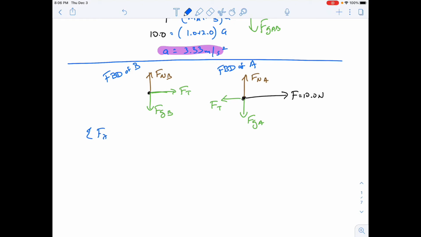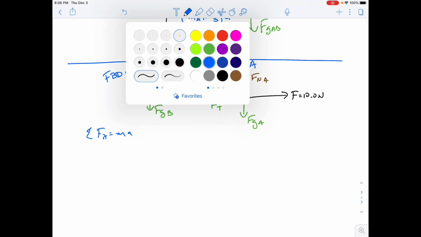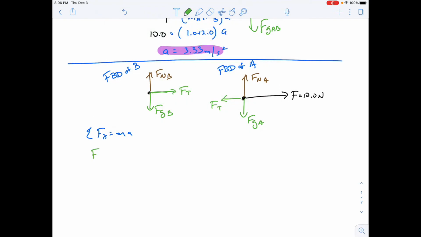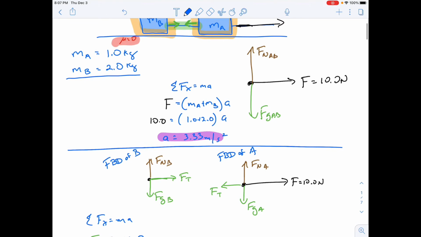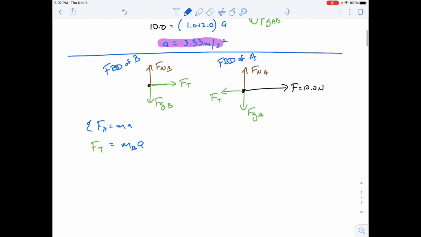summation of the forces in the x direction equals ma. And in this particular case, for object B, the only force acting is force tension. And that equals MB times a. And right now I can solve for tension. I can solve it right now. I had already done the analysis for the whole system. I knew the acceleration is 3.33. I can go and do this right now.